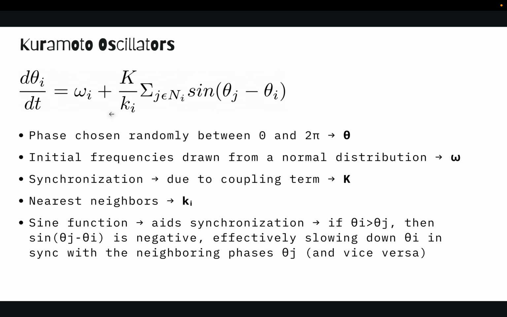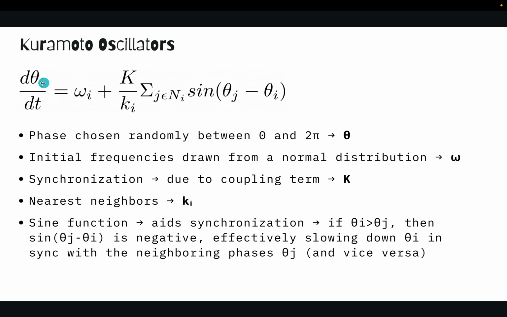So this is the basic equation of the Kuramoto model. Here we have theta. Theta is the phase, and you have n number of oscillators. N could be, let's say, 100 oscillators, or any number. I is an index which runs from 1 to n. So this theta I is the phase of the oscillator I.